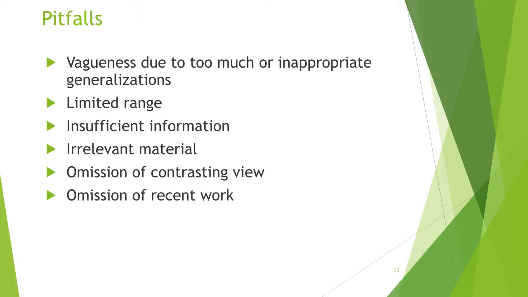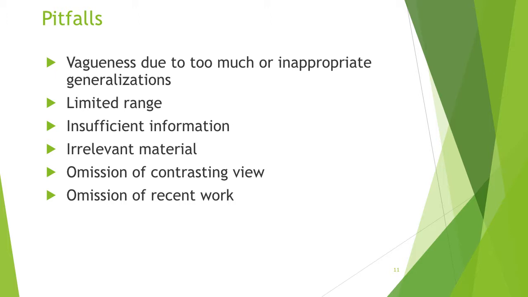What are some of the pitfalls of a literature review? Vague, too much or inappropriate generalizations, a limited range. You only focus on one idea or one theme, and you don't bring in enough information about the other things that are related to your topic. Irrelevant material, oh, that's the worst. You have a whole bunch of stuff that isn't important. Why does it matter that this author said this 20 years ago? How does that connect to now? How does that connect to what you're doing?